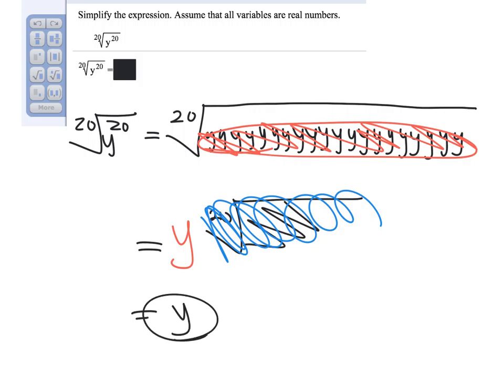And let's check to make sure I'm right. Yes. Now, why is it the absolute value? It's because, remember, it always needs to be positive. And since y is a variable that could be negative, we need to ensure that it's positive by having that absolute value symbol.